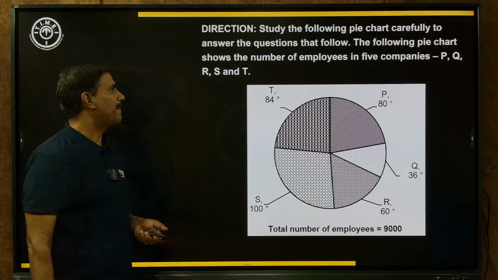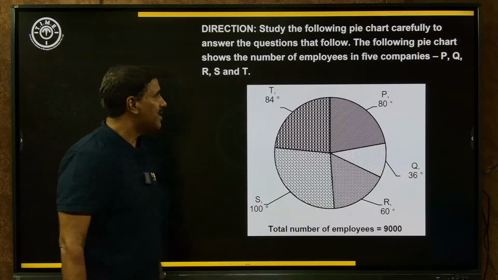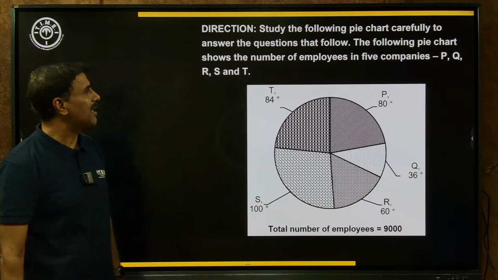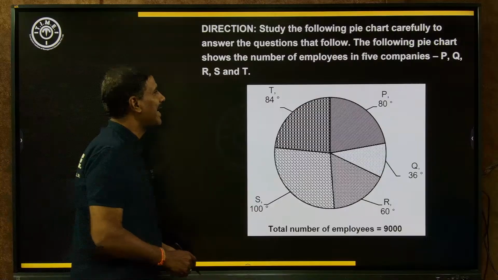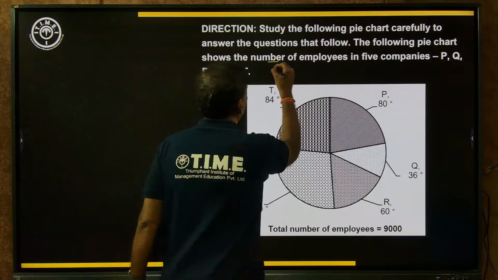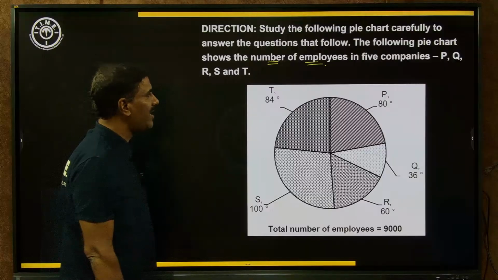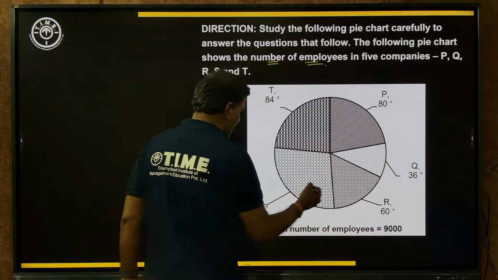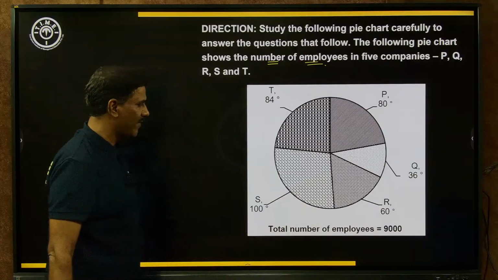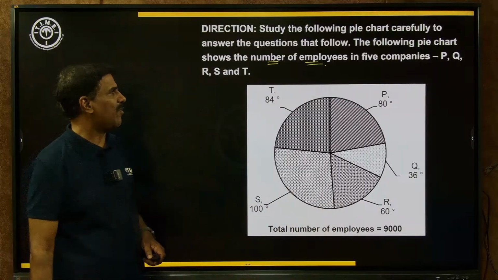Now we look at the pie chart. And what is the data that he has mentioned? Study the following pie chart carefully to answer the questions that follow. The following pie chart shows the number of employees in 5 companies P, Q, R, S, and T. The employees are given in terms of degrees here: 80 degrees, 36 degrees, 60 degrees, 100 degrees, 84 degrees. And the total number of employees is given to be 9,000. That is the data provided here.